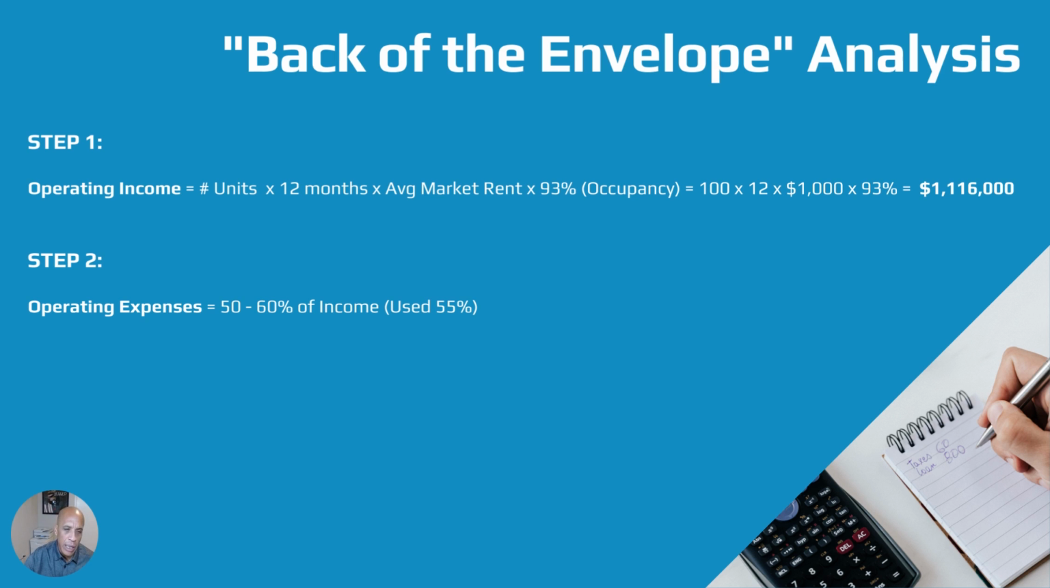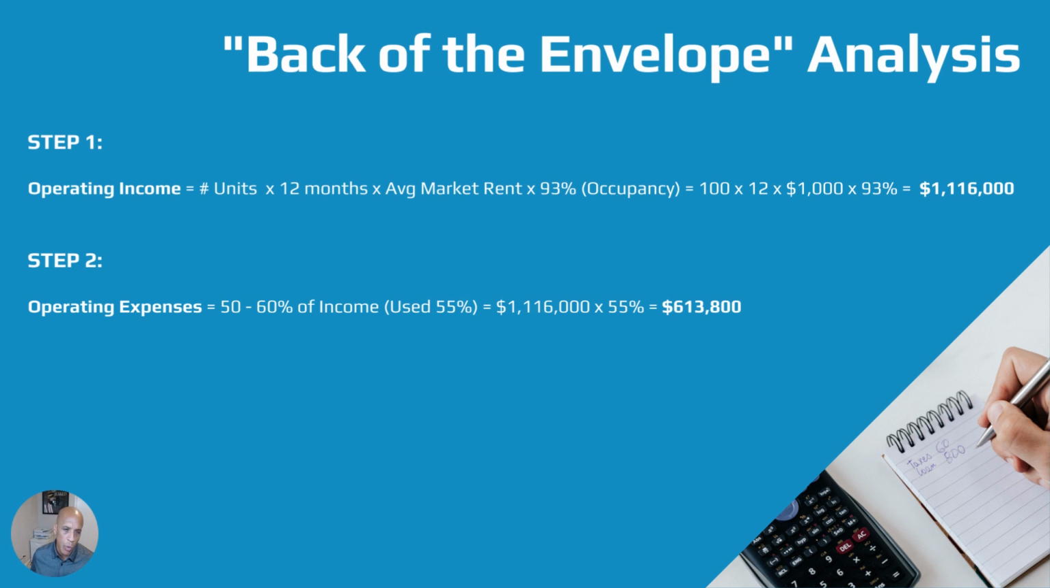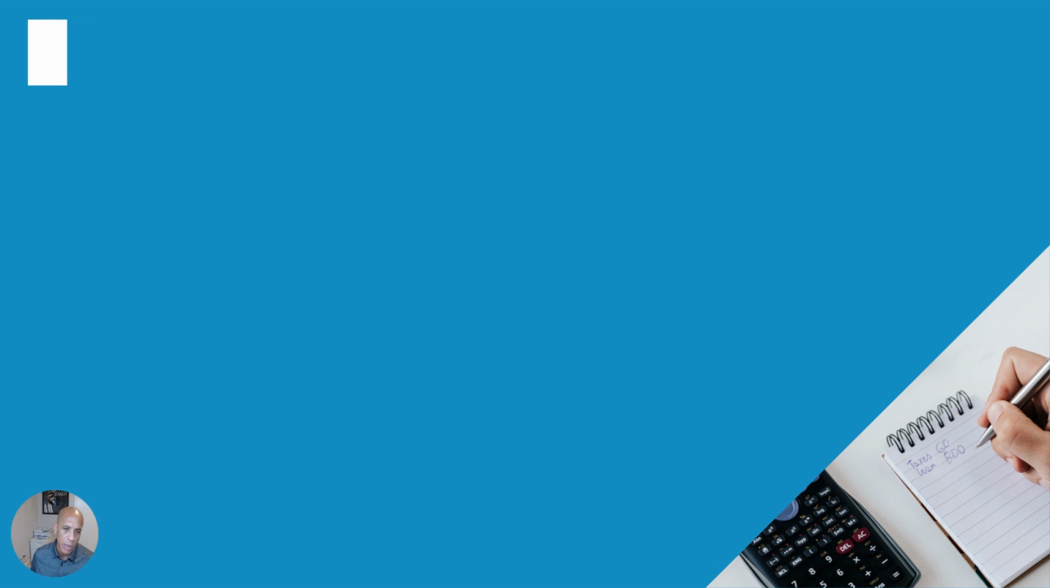Then in step two, we need to figure out what our operating expenses on this particular apartment building are. On average across the nation, operating expenses are anywhere between 50 and 60% of the gross income. In this example, we're going to use 55% of our gross income as operating expenses. So 55% of $1,116,000 equals $613,800 in operating expenses annually.